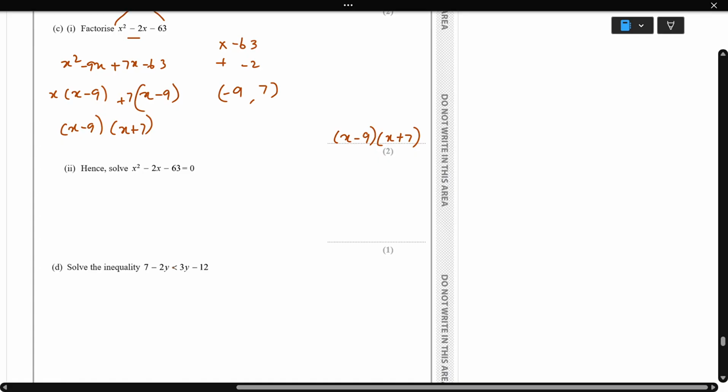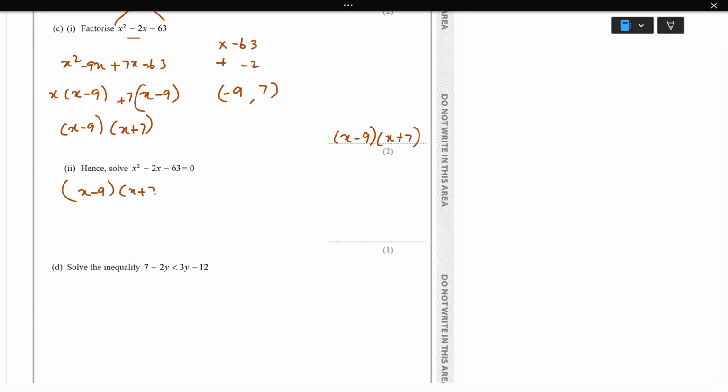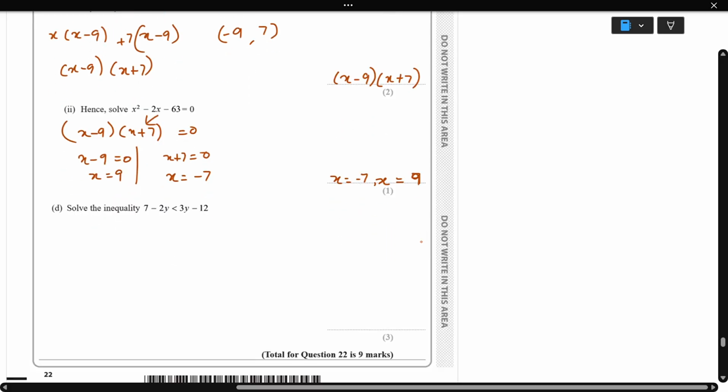Solving is easy. So x minus 9 and x plus 7 equal to 0, because of these factors. First one, we write x minus 9 equal to 0 or x plus 7 equal to 0. From here x equal to 9, from here x equal to negative 7. So the answer is x equal to negative 7 and x equal to 9. There are two solutions.